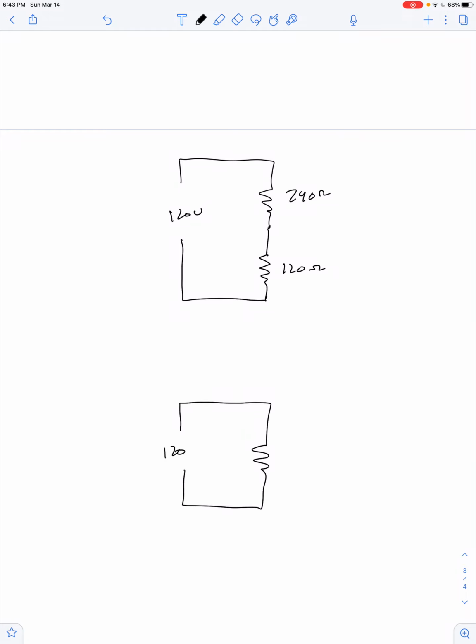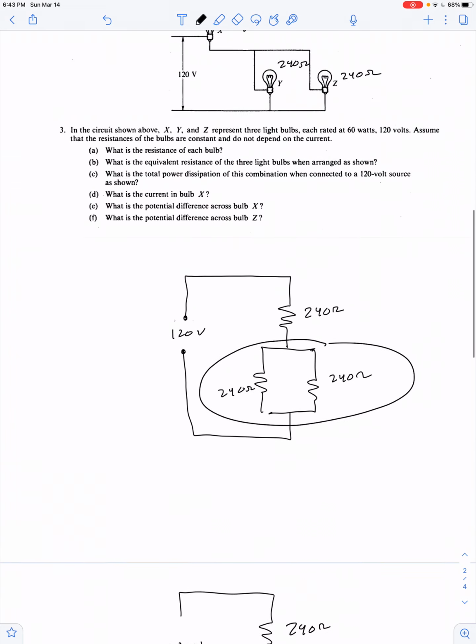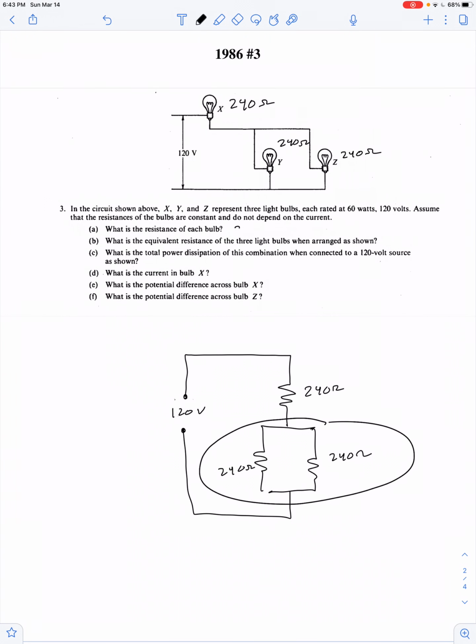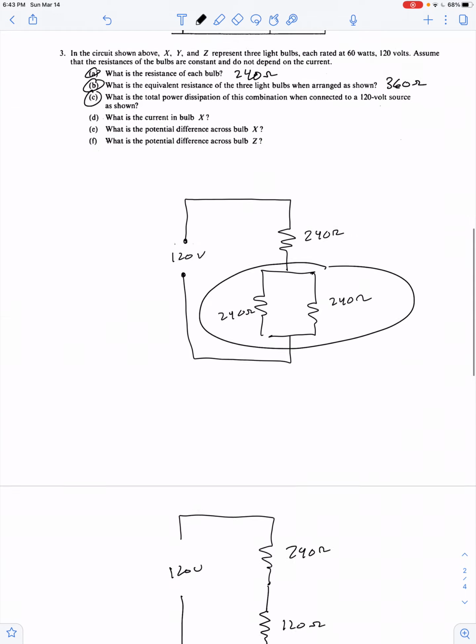So we can say there's 120 volts at some instant in time that's powering an equivalent overall resistance of 360 ohms. Anyway, we found the resistance of each bulb. We've answered part A, 240 ohms. B, what's the equivalent resistance of the three bulbs when arranged in this way? So we found that, 360 ohms. Part C, what's the total power dissipation of the whole combination?